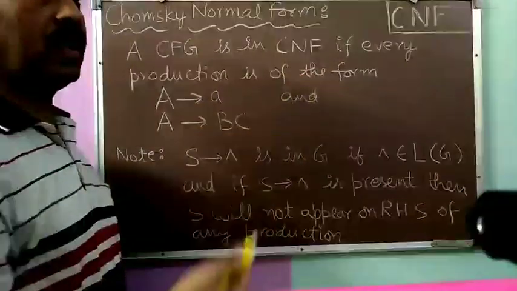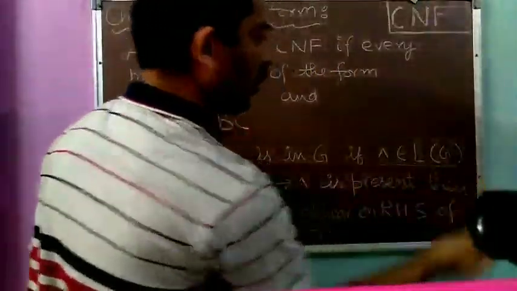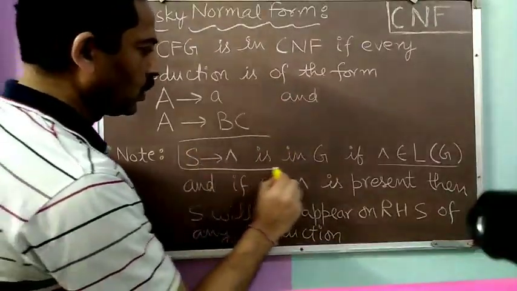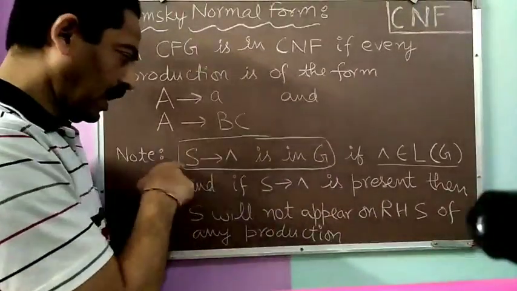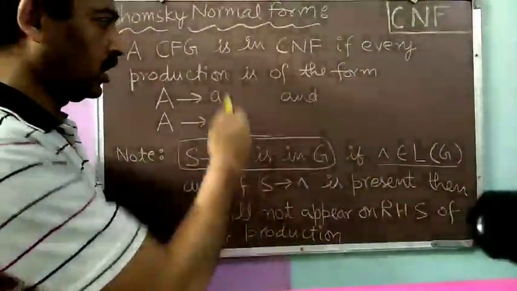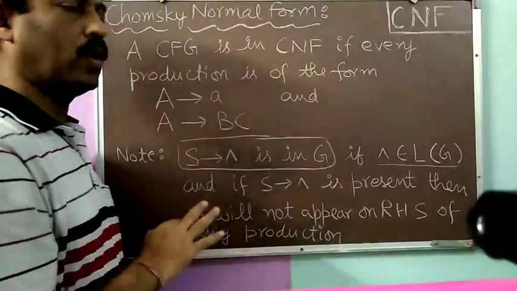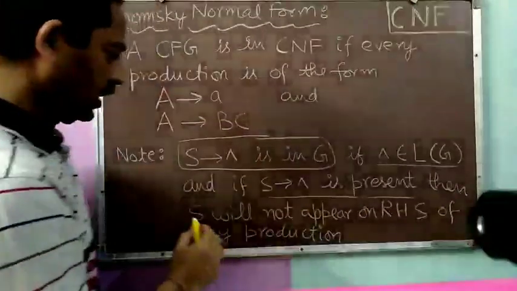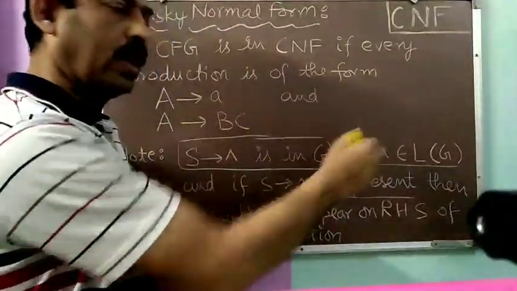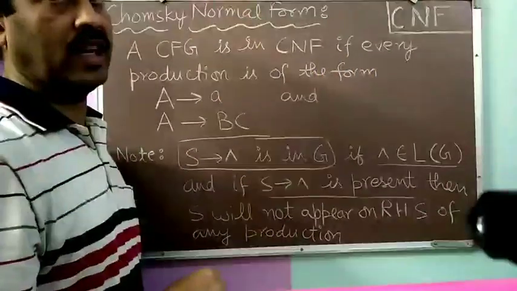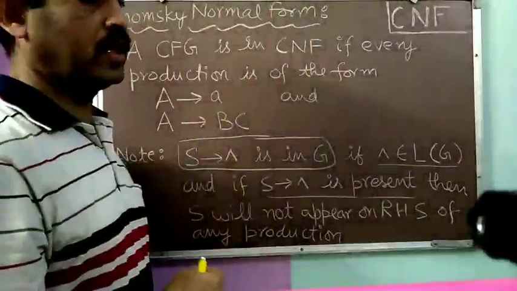In some grammars, suppose the language represented by the grammar has null as part of the language. If null belongs to L(G), then we will also include S to null in G. S is the start symbol, so only the start symbol may have the null production. There will not be any other null production in the grammar. So only the null production, if required, will be present as the start symbol to null. And if S to null is present, then S will not appear on the right hand side of any production. These restrictions should also be there. In this manner, we define our CFG in Chomsky normal form, that is in CNF.